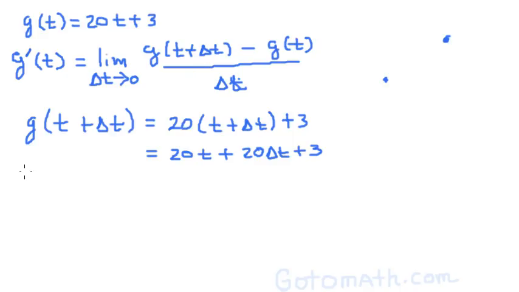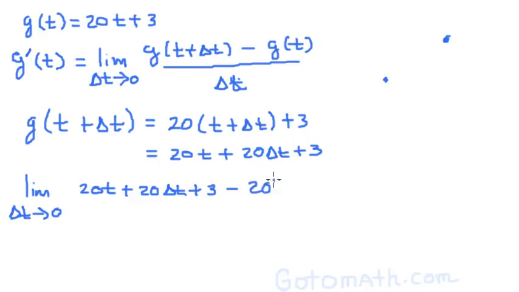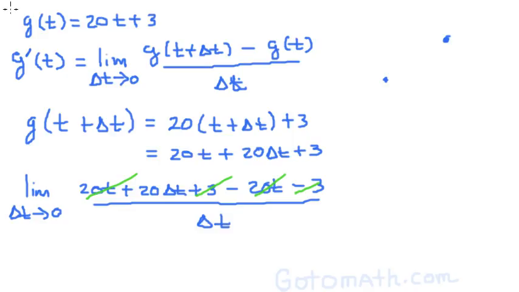Now I'm going to go ahead and rewrite this. We have the limit as delta t approaches 0, plugging this in for this up here, 20t plus 20 delta t plus 3 minus the function. Now I'm going to distribute this minus across. So we have 20t minus 3, and it's all over delta t. Now what you're going to see is some things are going to cancel out. That cancels out. That's gone. So we're left with 20 delta t over delta t.